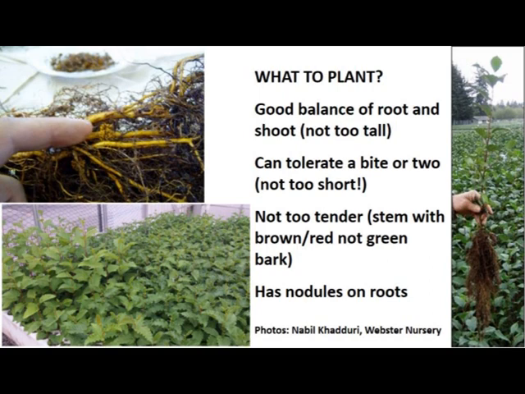Most of you have seen these little nodules that are on the roots, and that's the result of this symbiotic relationship between alder and this other organism that actually fixes the nitrogen from the air. It takes the nitrogen out of the air and makes it available for the tree roots to take up. So when you're going to plant seedlings, they should already have some nodules on them.